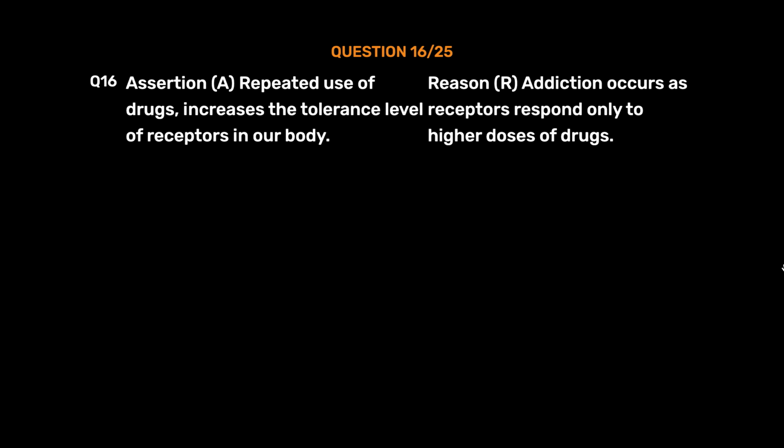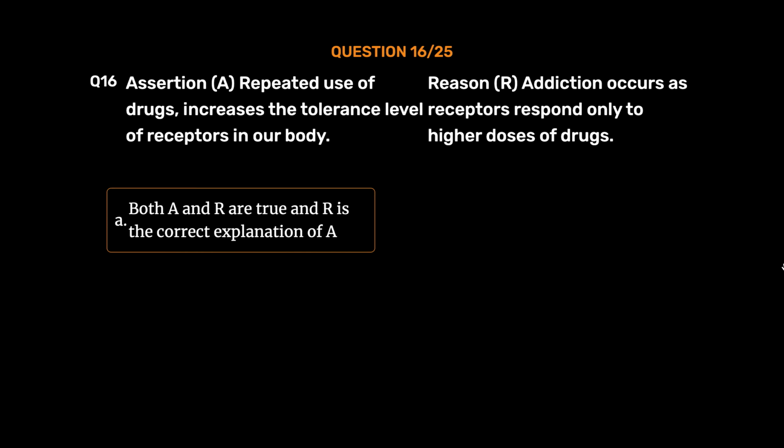Question number 16. Assertion A. Repeated use of drugs increases the tolerance level of receptors in our body. Reason R. Addiction occurs as receptors respond only to higher doses of drugs. Option A. Both A and R are true and R is the correct explanation of A.